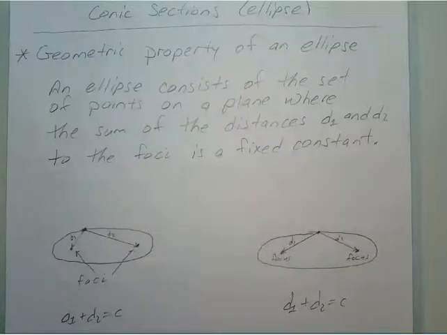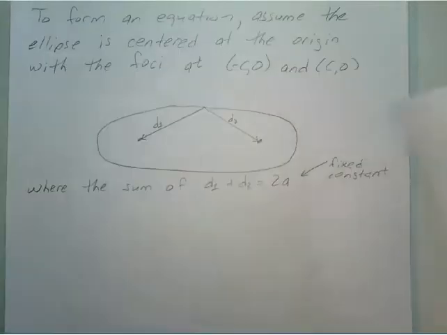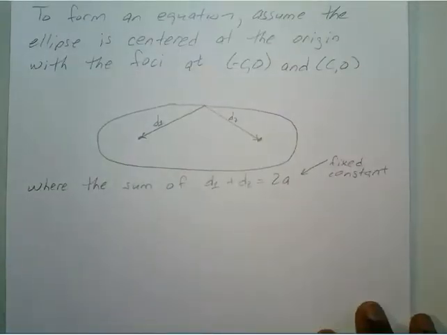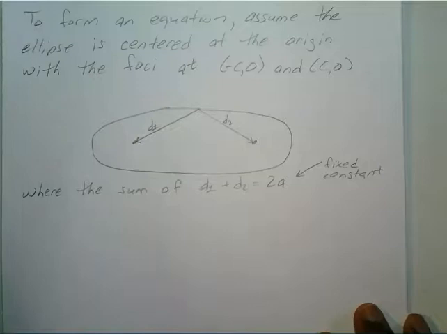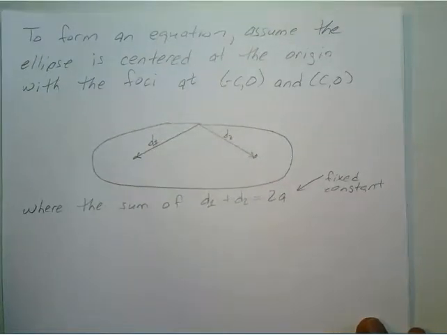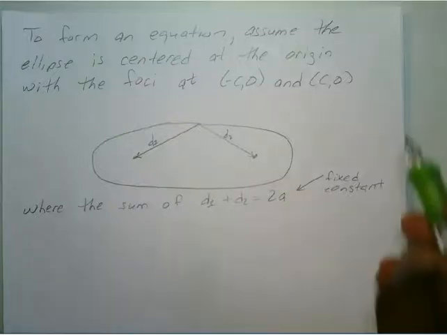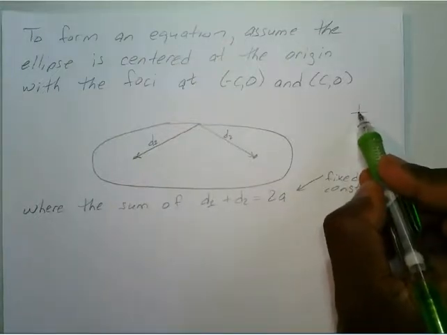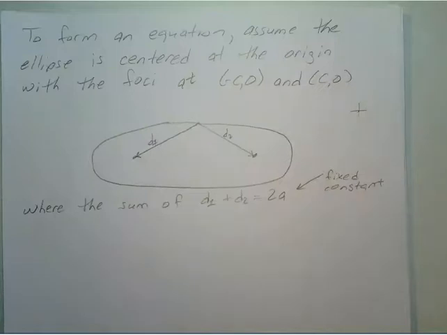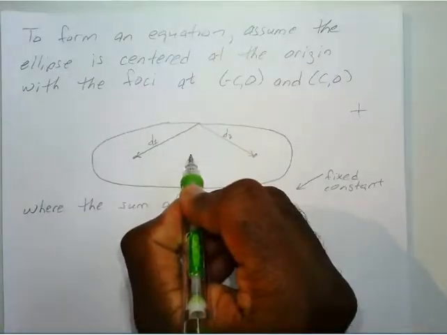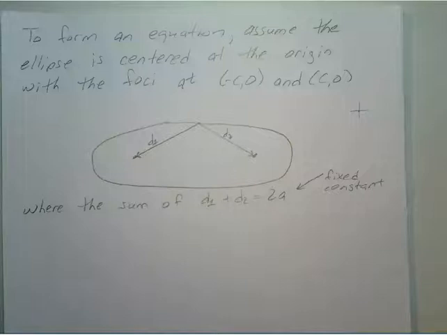All right, if you are still writing this, feel free to press pause. But we're going to move on to our next page, and this is where we're going to start to form our equation. To form our equation, we're going to assume that the ellipse is centered at the origin, the point 0, 0 on an xy axis. The center will be right there, but we're not looking at the center right this moment.